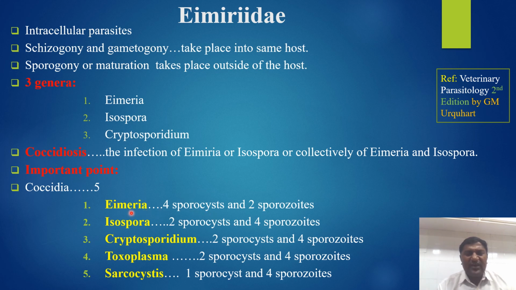Number one is Eimeria. It has four sporocysts and two sporozoites. Isospora has two sporocysts and four sporozoites. Cryptosporidium has two sporocysts and four sporozoites. While Toxoplasma also has two sporocysts and four sporozoites. While Sarcocystis has only one sporocyst and four sporozoites.